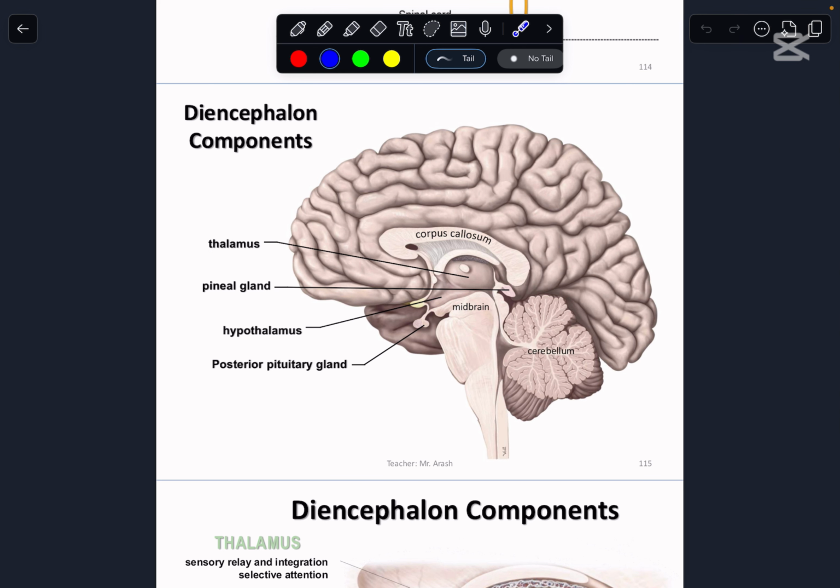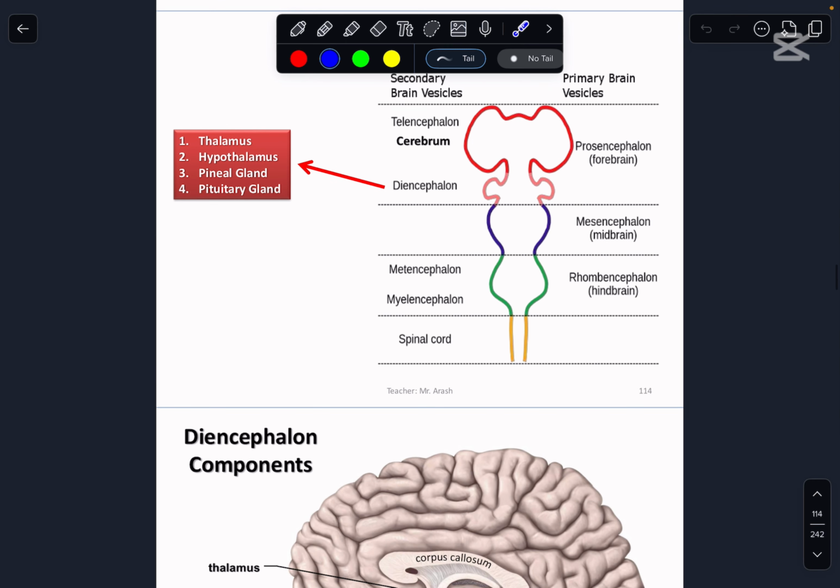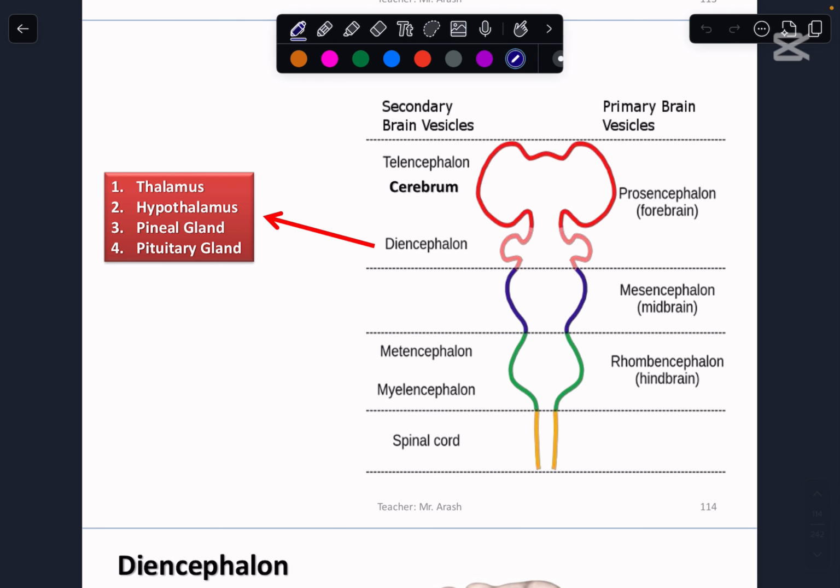Again, this is technically part of the deep brain, and then the hypothalamus, which would be somewhere here, would be right below the thalamus, hence the name hypothalamus. And this is the location of the pineal gland, which is right there. And finally, you have the posterior pituitary gland.